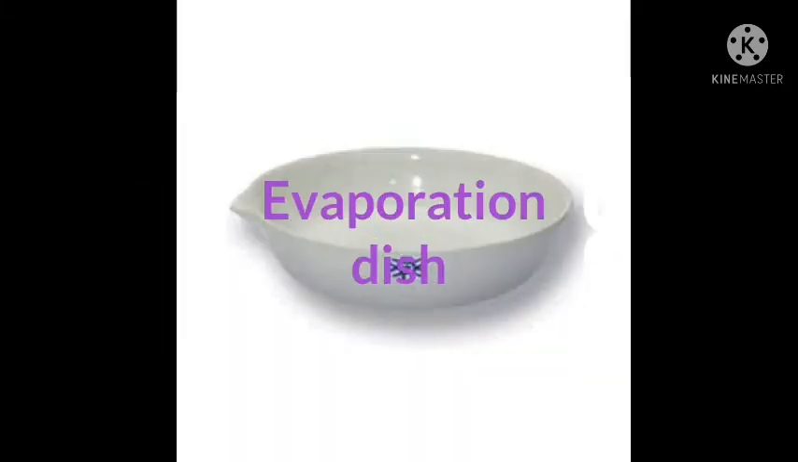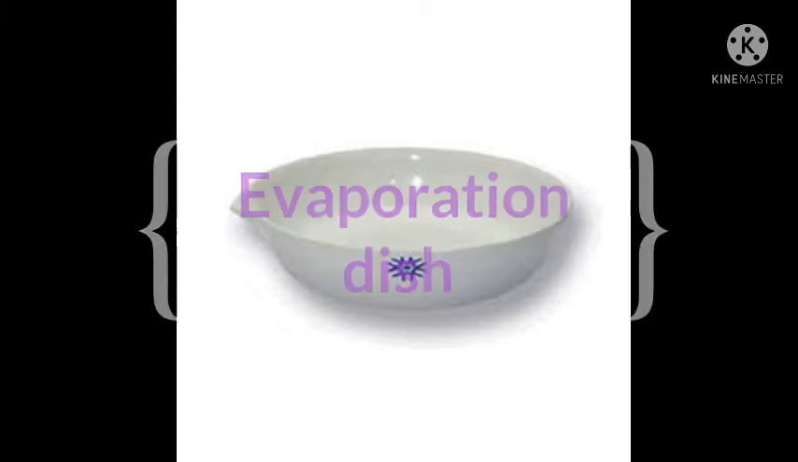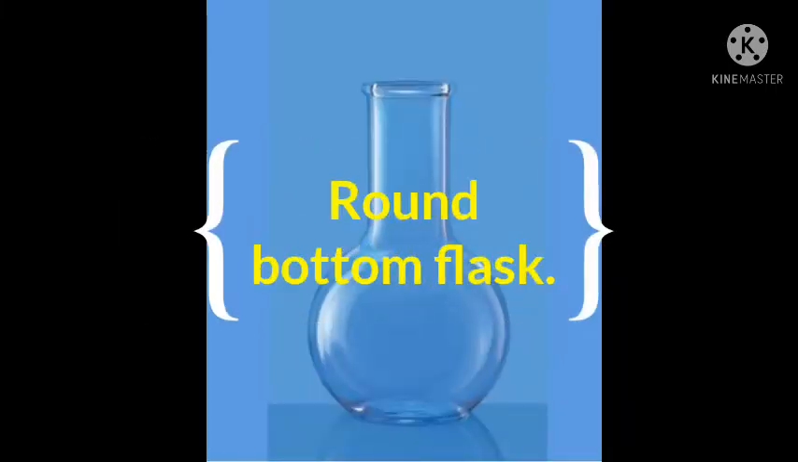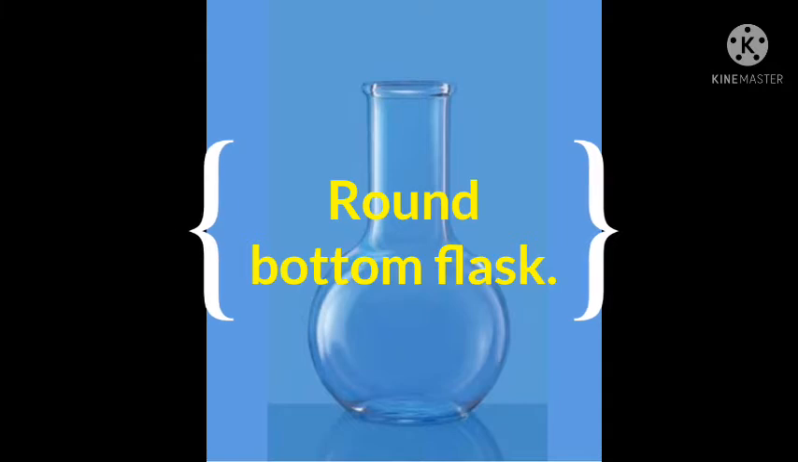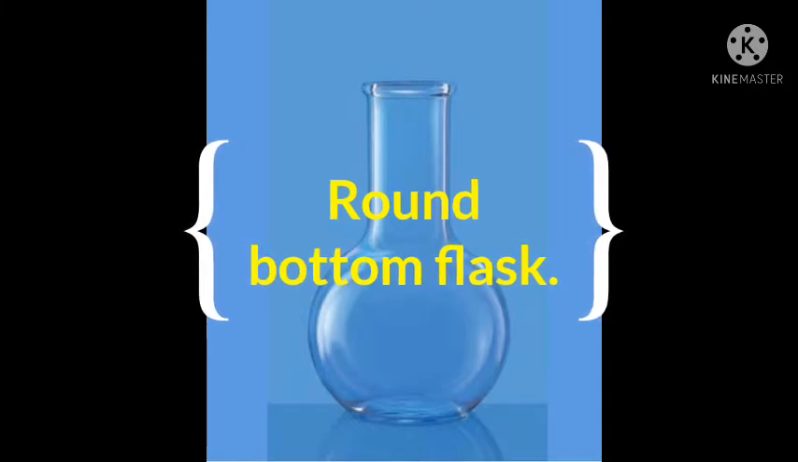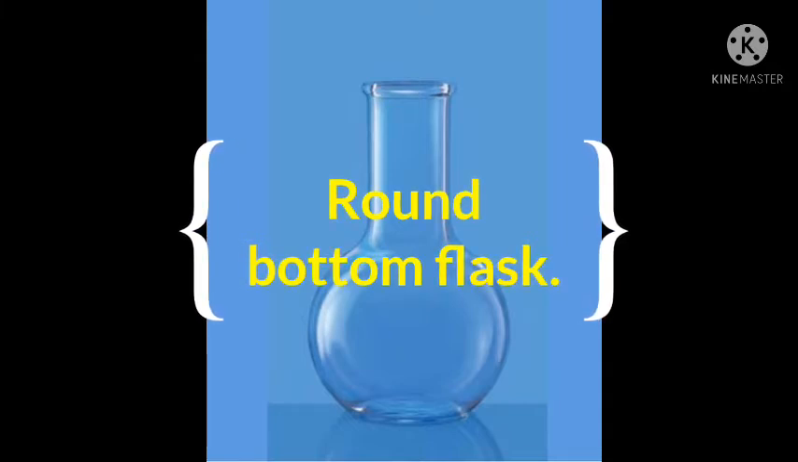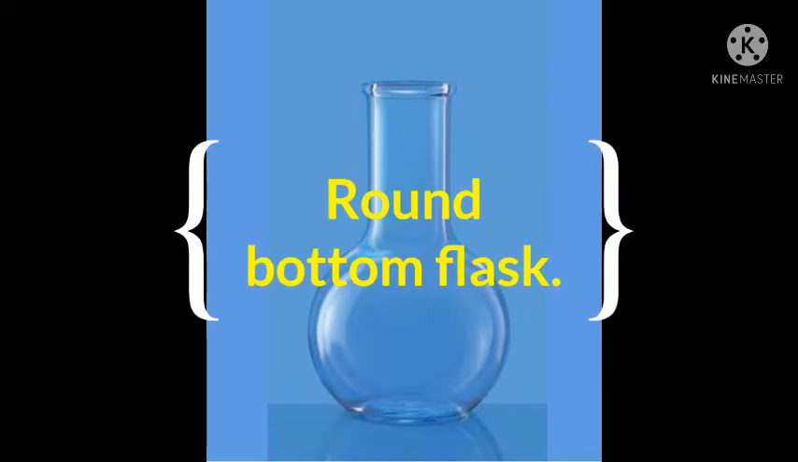Next, evaporation dish. These are shallow containers used for the evaporation of solutions during an experiment. Next, round bottom flasks are often used to contain chemical reactions in our laboratory.